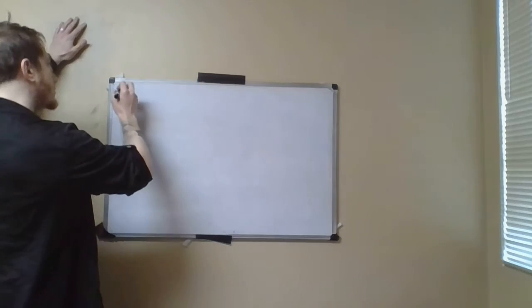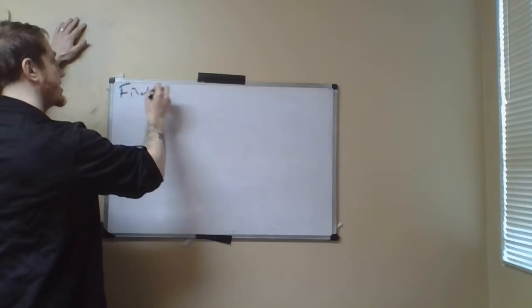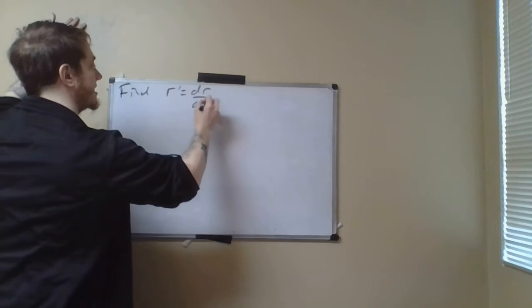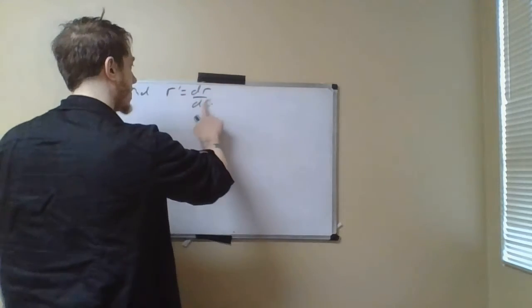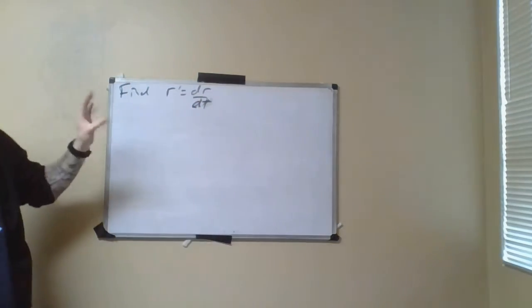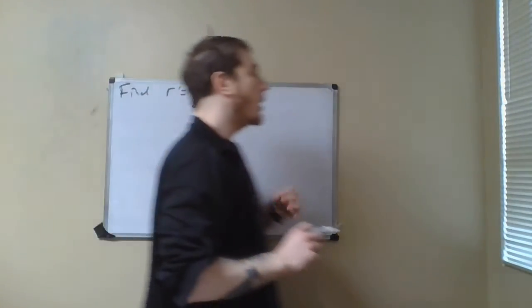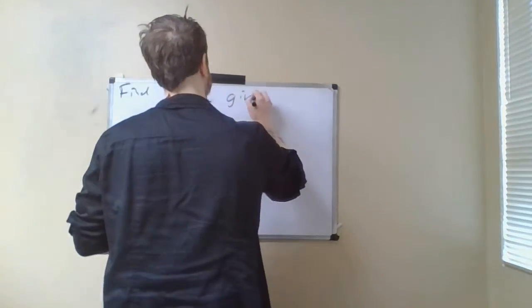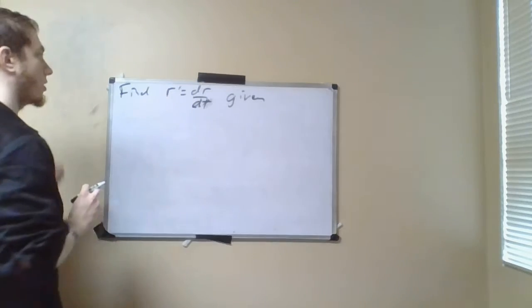So let's suppose that we want to find r prime, dr by dt. Sorry, that does not look much like a t, or a d either. In fact, the entire thing was kind of a mess. There we go. r prime equals dr by dt, given the following relationship.